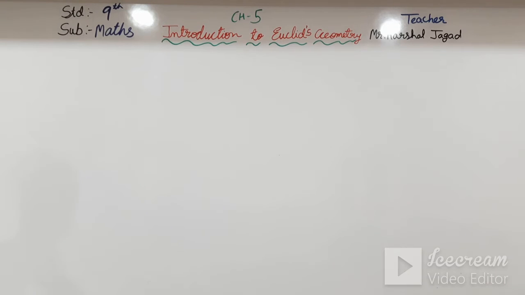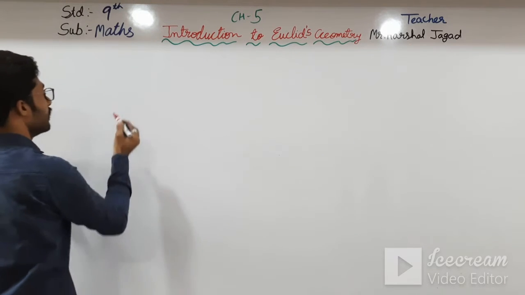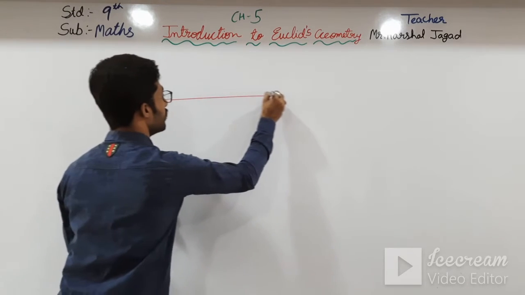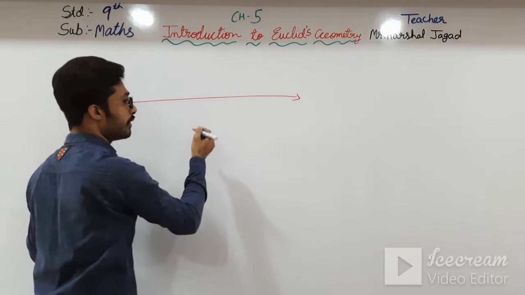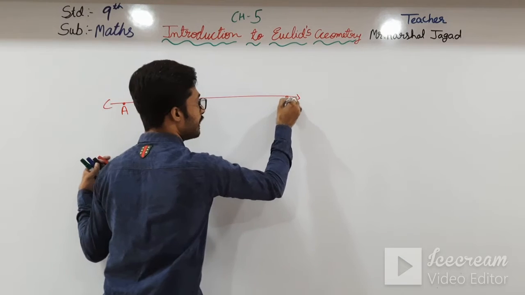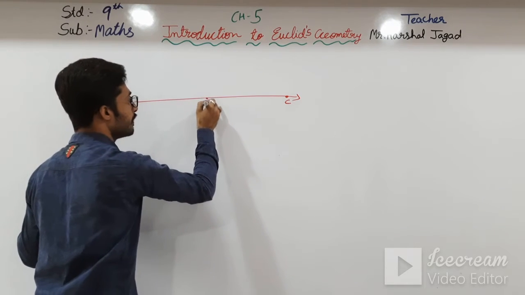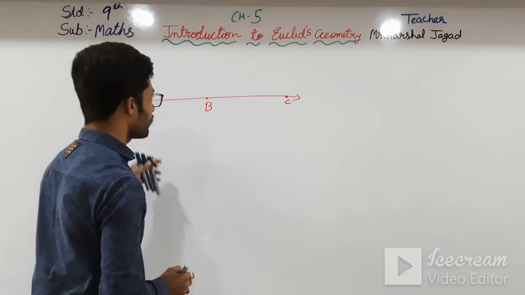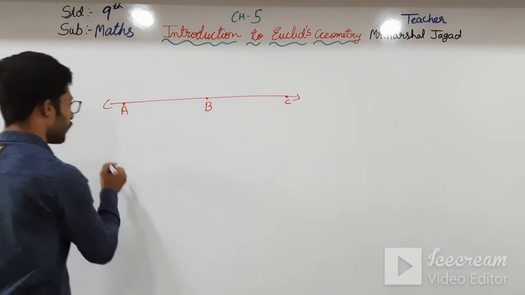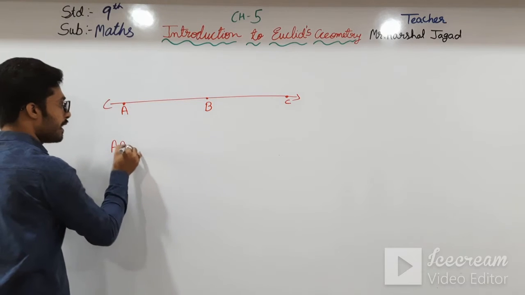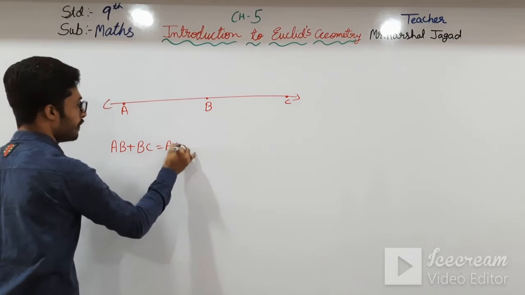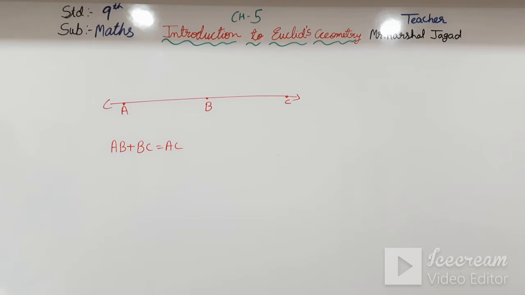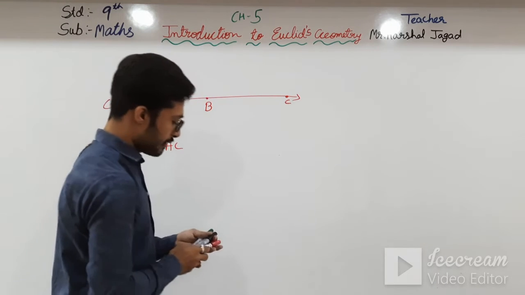So there is a line given. Suppose that this is point A, and they have given that between A and C there is a point B. Okay, students, so what we have to prove is that AB plus BC is equal to AC. Okay, that we have to prove. AB plus BC is equal to AC. So let us see here.